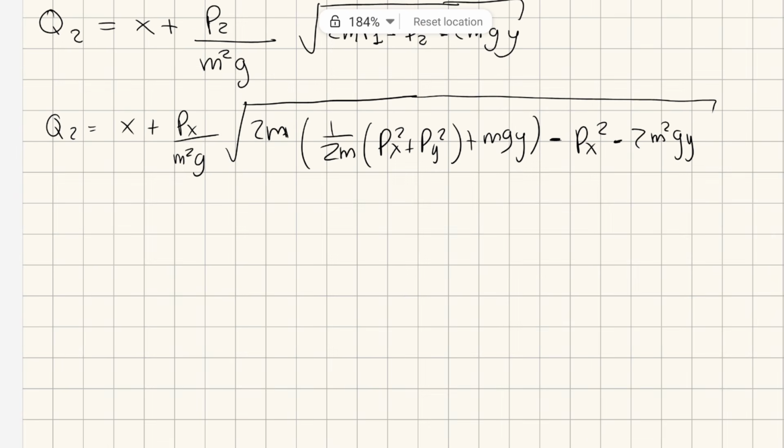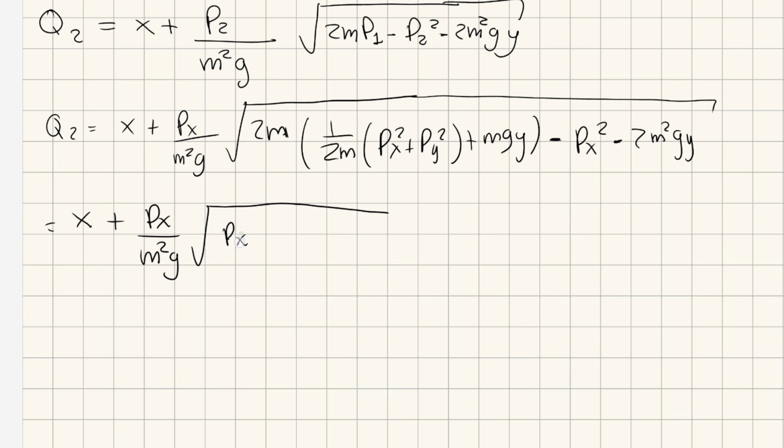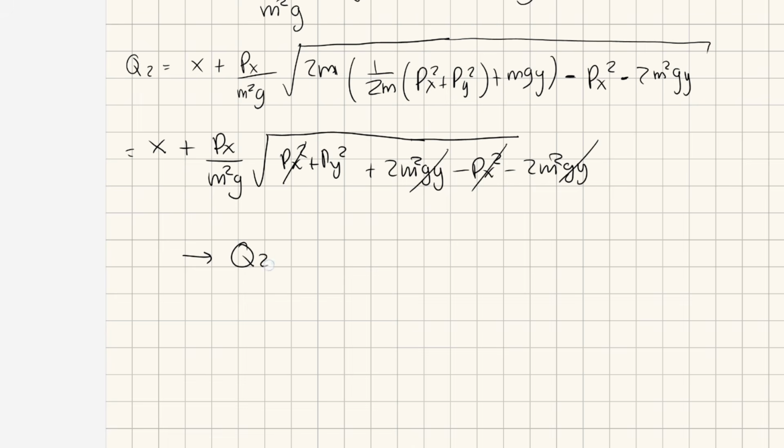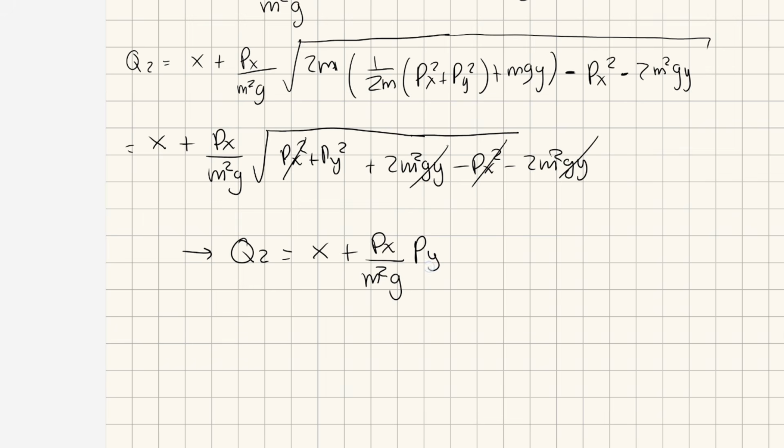So this is x plus px divided by m squared g. Here we will have px squared plus py squared plus 2m squared gy minus px squared minus 2m squared gy. This cancels, and we see easily that q2 is equal to x plus px over m squared g, again times py. Perfect, so that is the function q in terms of the little variables.